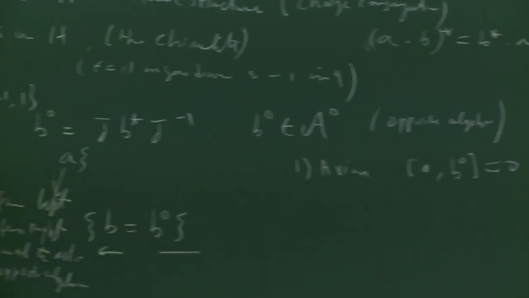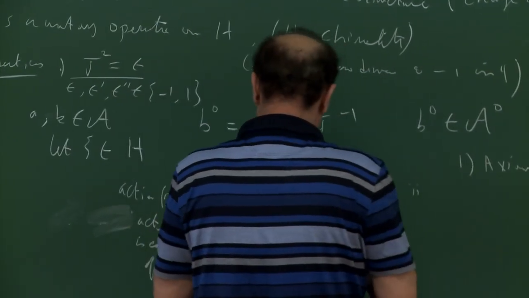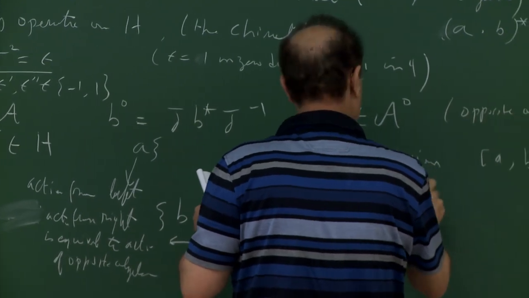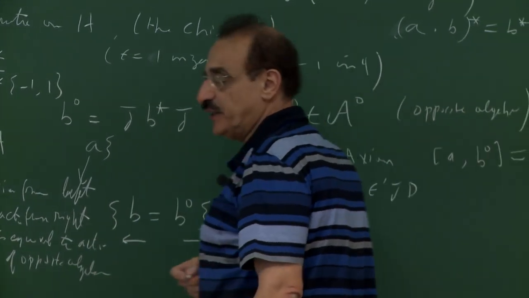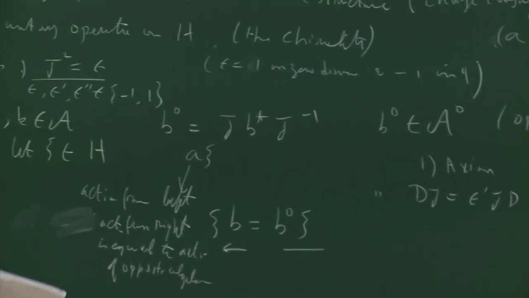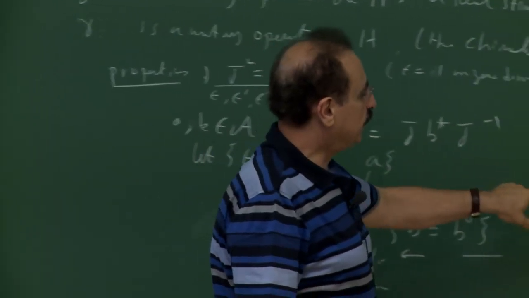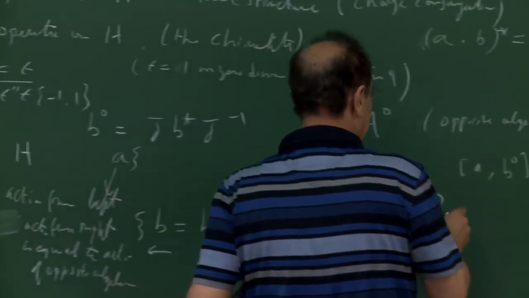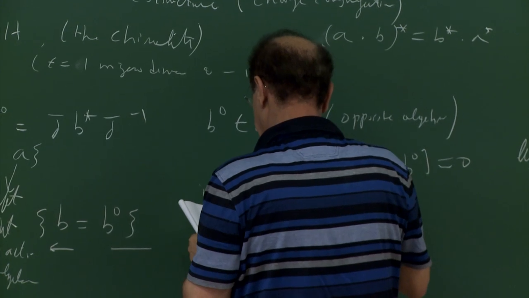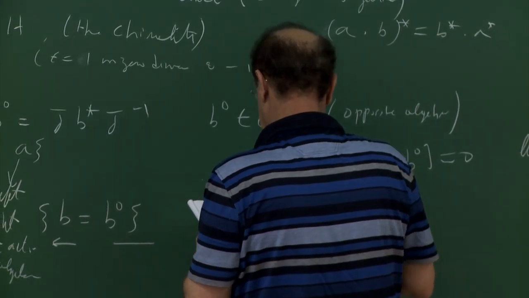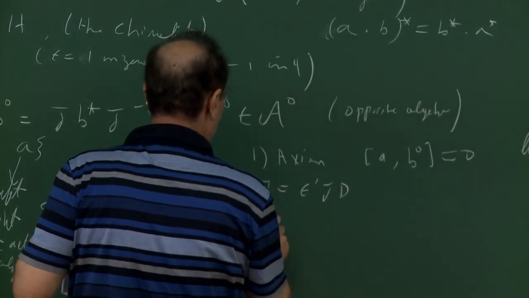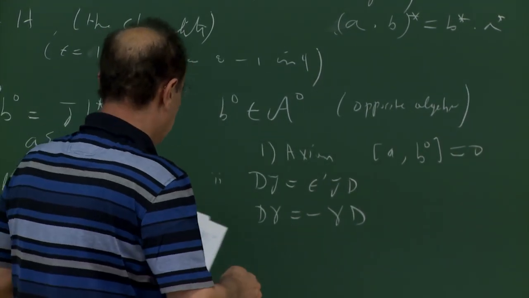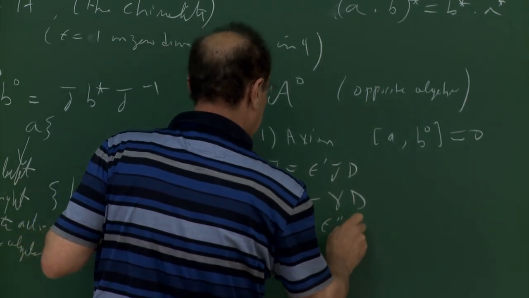Now, second, let me say property one, property two, is that DJ is JD up to a sign. That's what it means. This means J squared is plus or minus one, and DJ commutes or anti-commutes with JD. As I said, all these are elements of minus one and plus one. And then third, D gamma always anti-commutes with D, but J gamma is plus or minus gamma J.